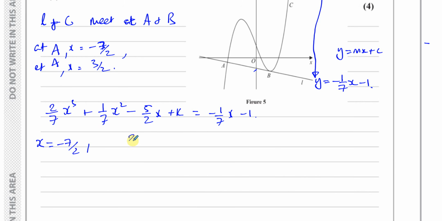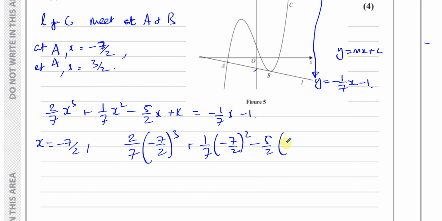So what I'm going to do is use -7 over 2. So I'll replace the x with -7 over 2. So I have -7 over 2 cubed plus 1 over 7 times -7 over 2 squared minus 5 over 2 times -7 over 2 plus k equals -1 over 7 times -7 over 2 minus 1.